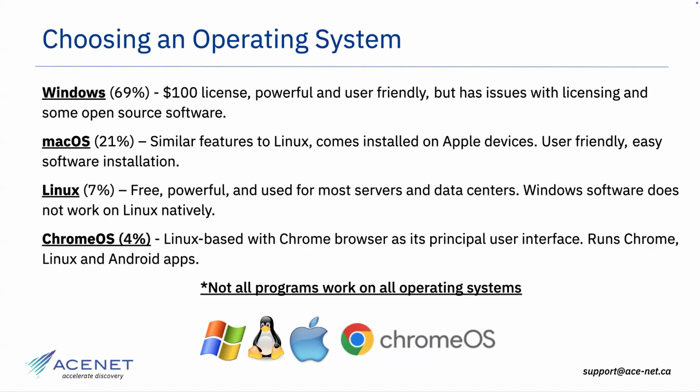So Windows, macOS, Linux, and Chrome OS are 4 of the most popular operating systems used on desktops, laptops, and Chromebooks today. For desktop and laptop computers, Windows is the most used at 69%, followed by Apple's macOS at 21%, Linux-based operating systems at 7%, and Chrome OS at about 4%.